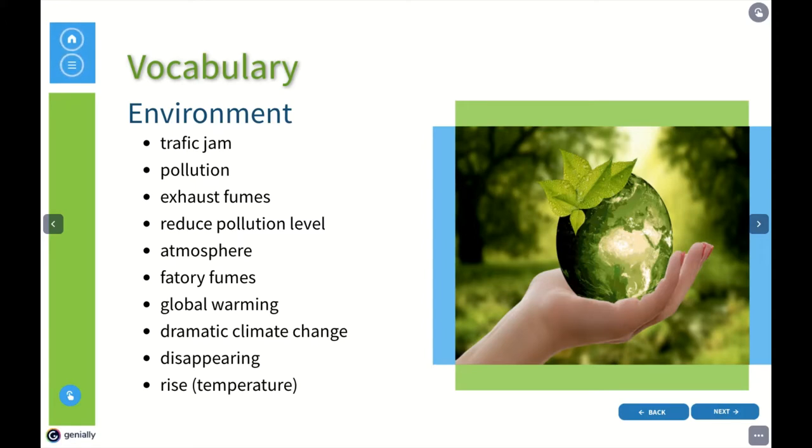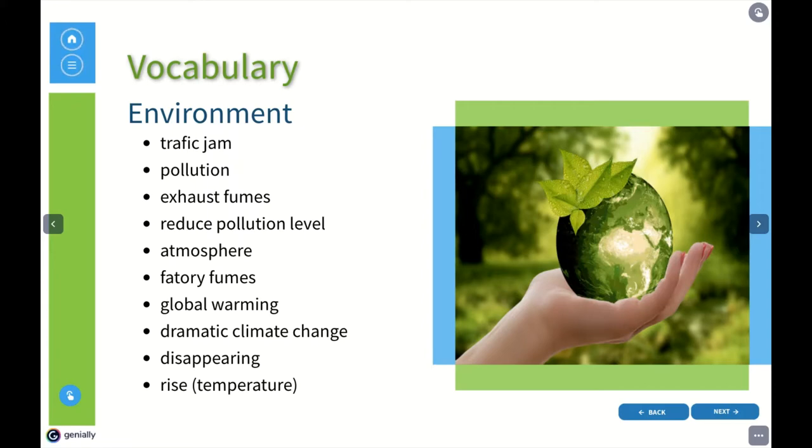Okay, and reduce pollution level, this is a phrase. Reduce pollution level, it means the level of pollution in Khmer. Okay. Atmosphere, we talk about the air, the environment surrounding the earth, we call atmosphere. But however, we can also talk about the atmosphere in our room, in our house, okay, as well.